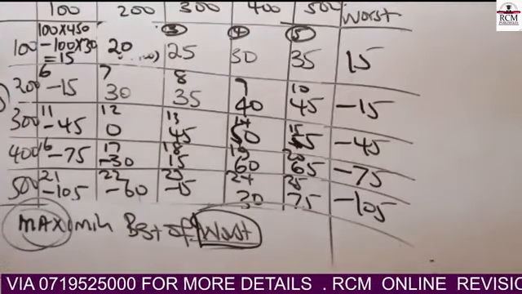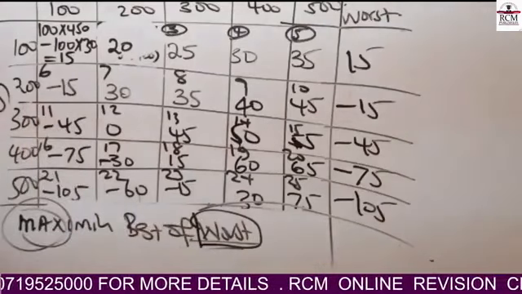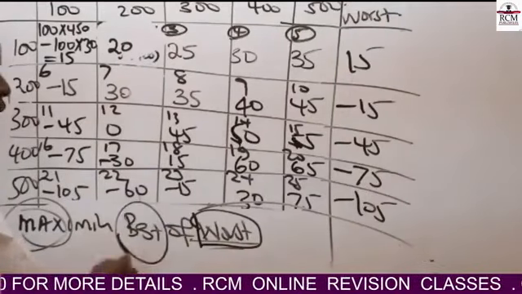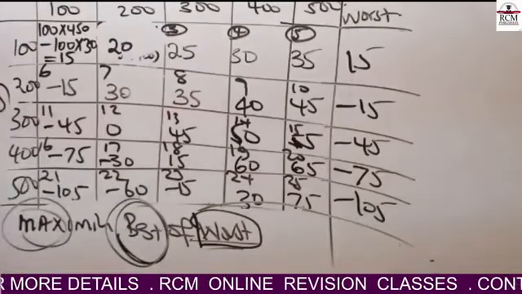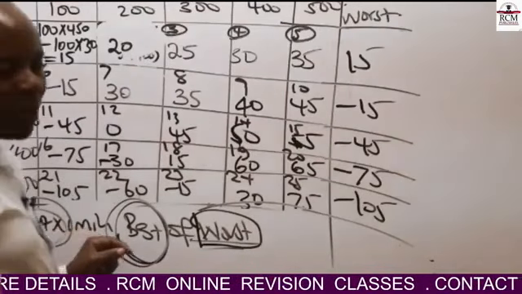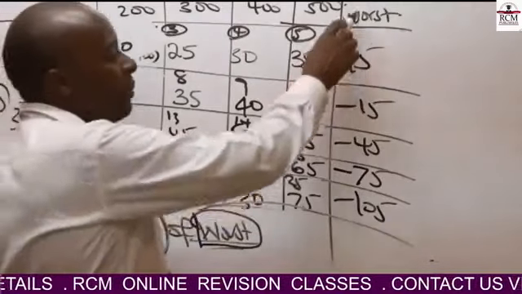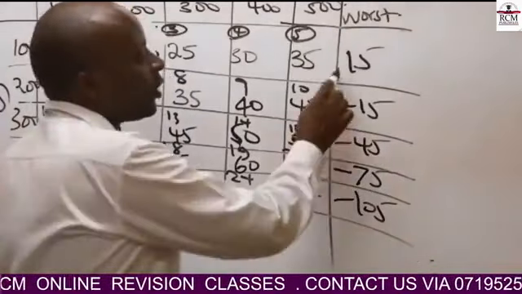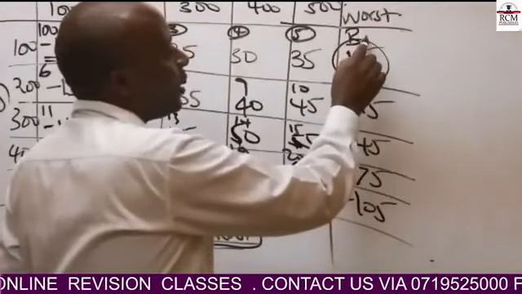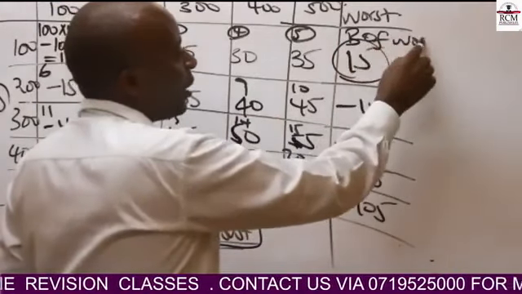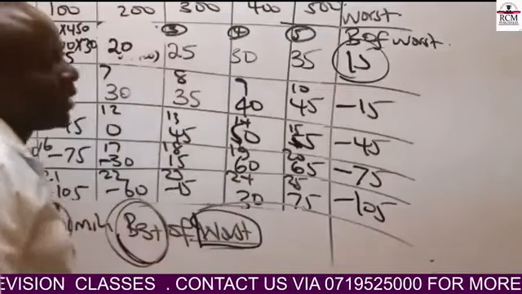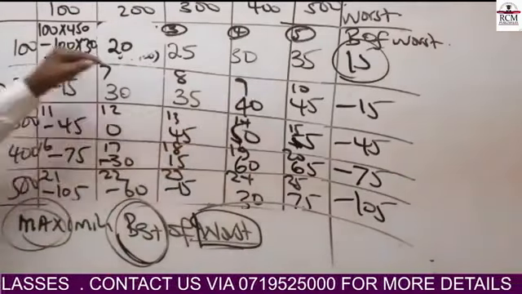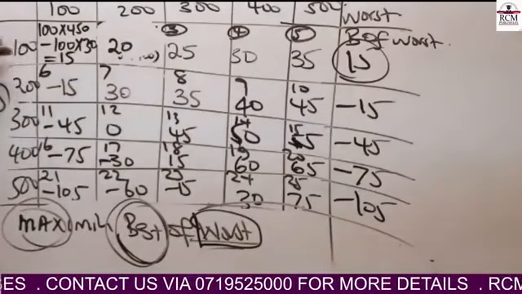So once I've been able to select the worst scenarios, then I'll come and optimize by looking at the best amongst the worst. So the best amongst the worst, ladies and gentlemen, what do we have here? These are all the worst scenarios for each alternative. So this is the best of the worst. If it is the best of the worst, what does it correspond to here? It corresponds to 100 crates.